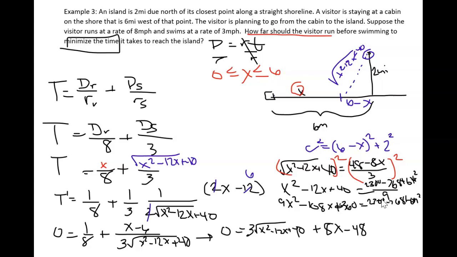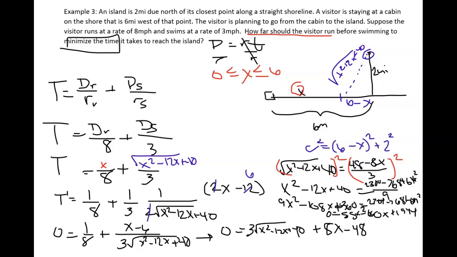We're going to bring all of our terms to one side, and that's going to leave us with 0 equals 64 minus 9, which is 55x squared. Hopefully we get a common term in here. We've got negative 768 plus 108 gives us negative 660x. And then we've got 2304 minus 360, which is 1944. And then we're going to plug this into our quadratic formula.